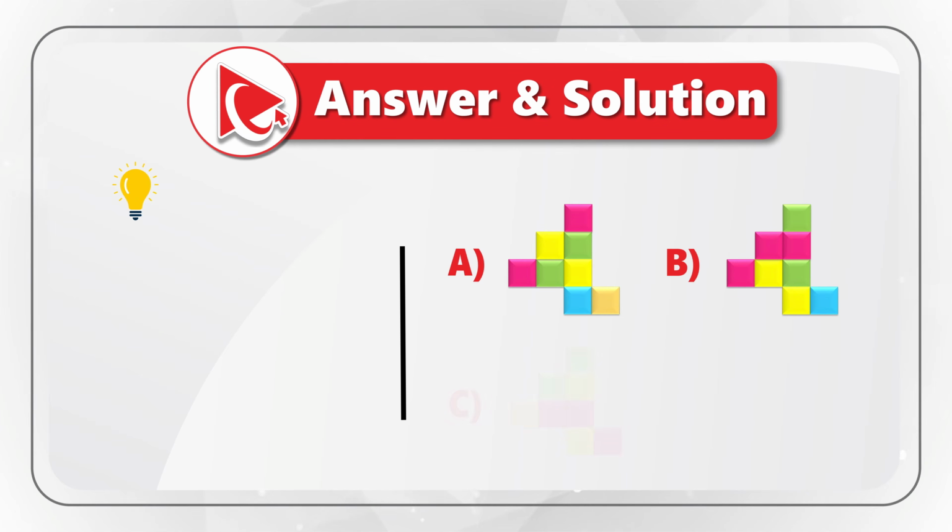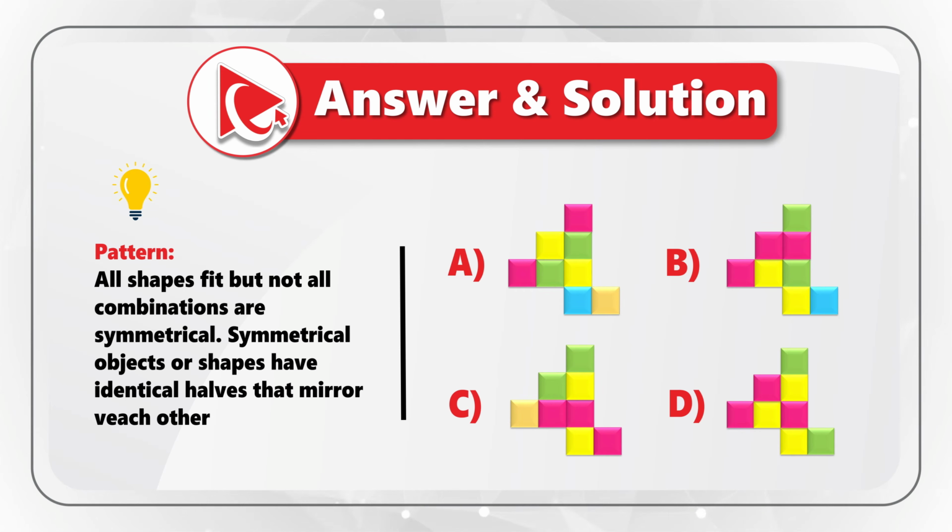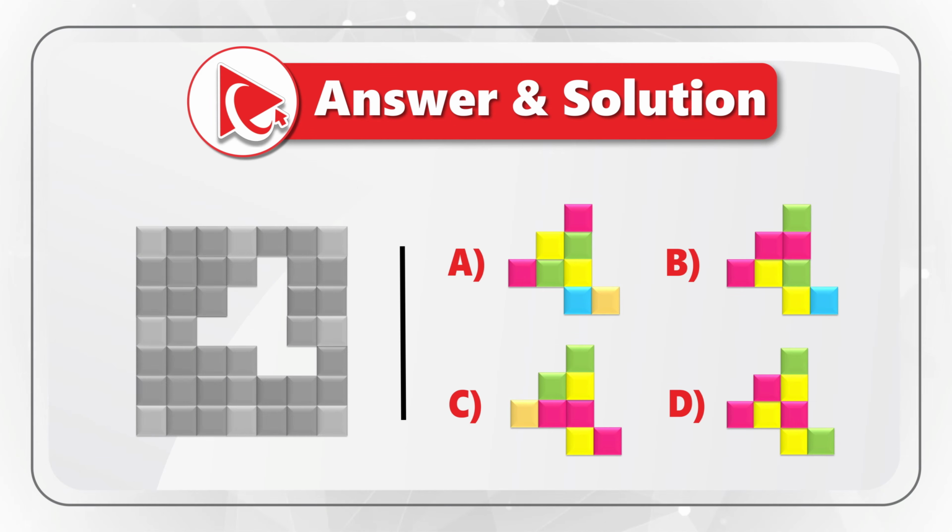What's interesting about this question is that all objects will fit into the gap, but not all combinations are symmetrical. Let me demonstrate this. Let's try choice A. As you can see, it fits perfectly. Let's try choice B, C, and D, and as you can see, they all fit into the gap. So to answer the question correctly, we need to understand what is symmetrical.